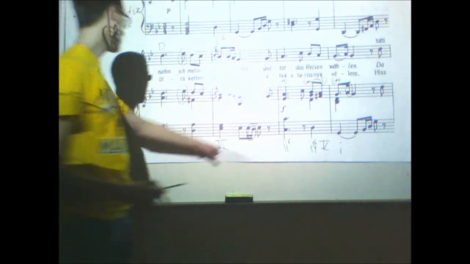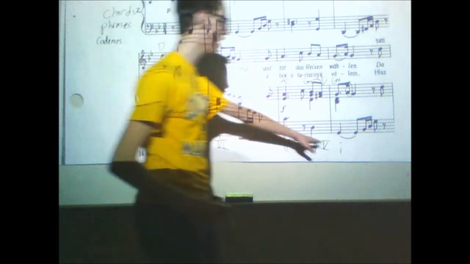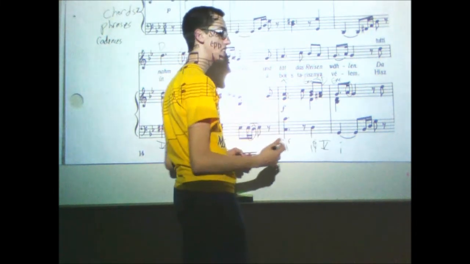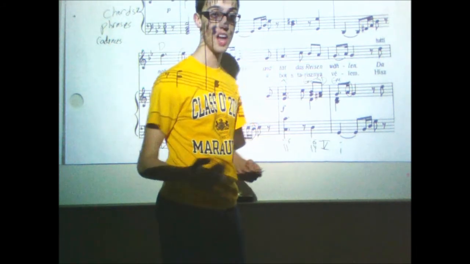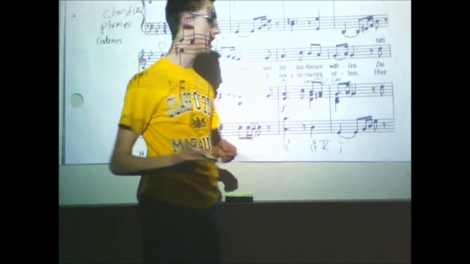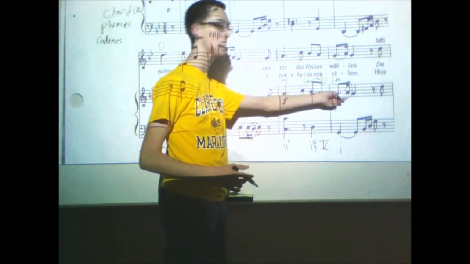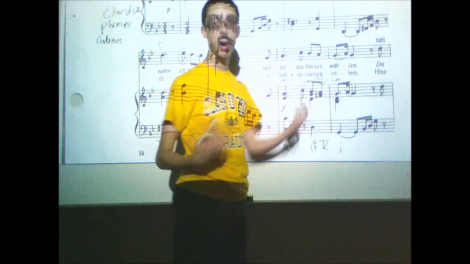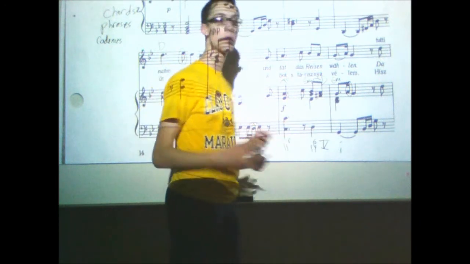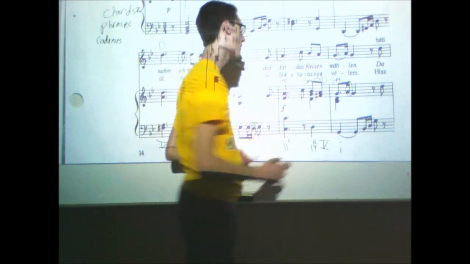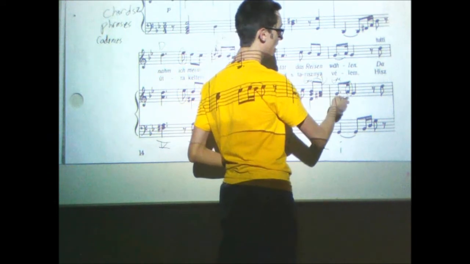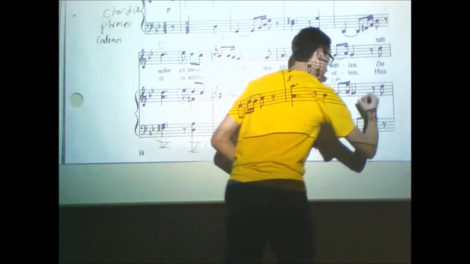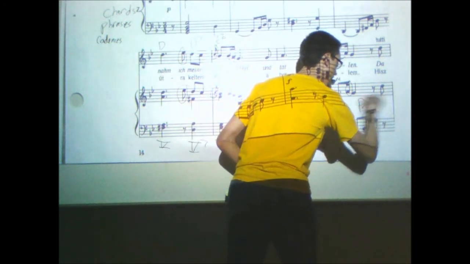Now, it is going from a 5 to a 1, so that makes it an authentic cadence. Now, whether it's perfect or imperfect is if the melody or the soprano line ends on the tonic, or normally do in major or la in minor. Since we're in G minor and the soprano part ends on a G, it is a perfect, authentic cadence.